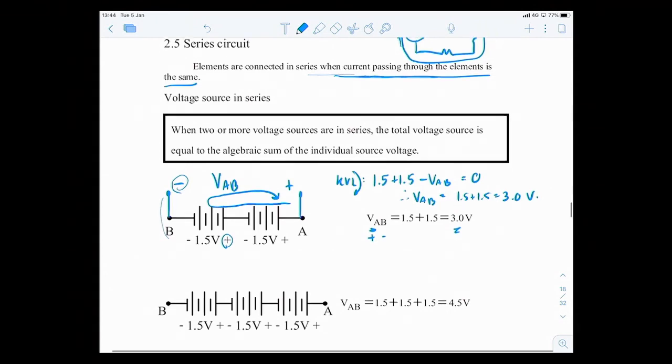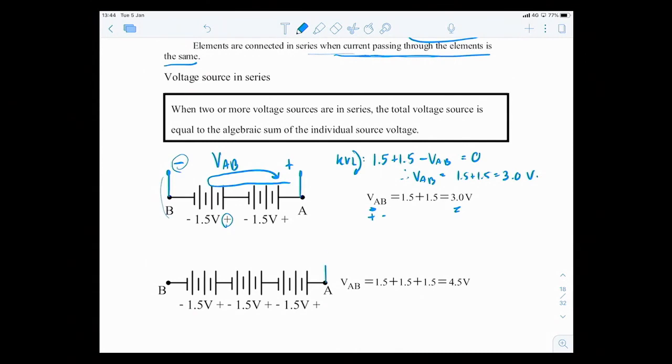Same here. Imagine this is VAB, plus and minus, two points, and I walk through it. KVL gives positive 1.5, positive 1.5, positive 1.5, and then negative VAB equal to 0. So VAB equals 4.5 volts.